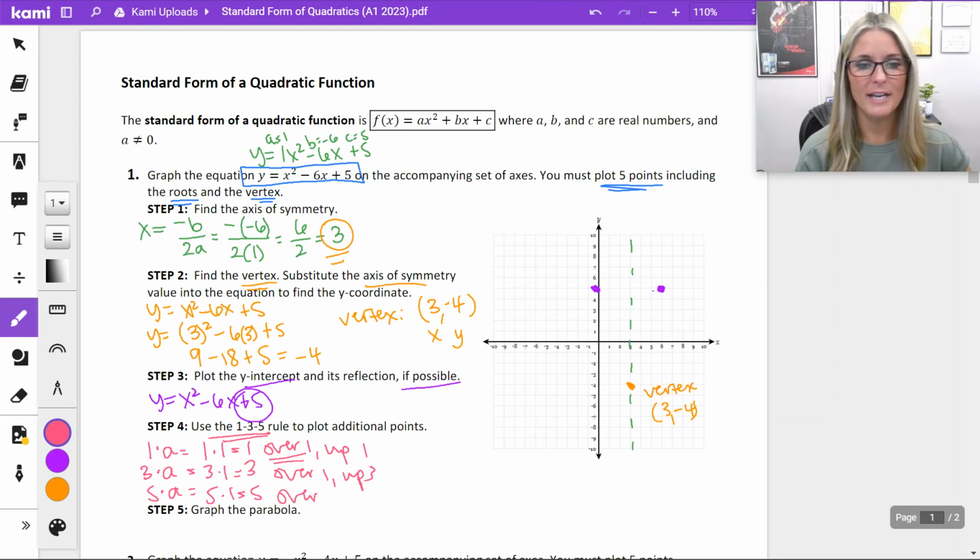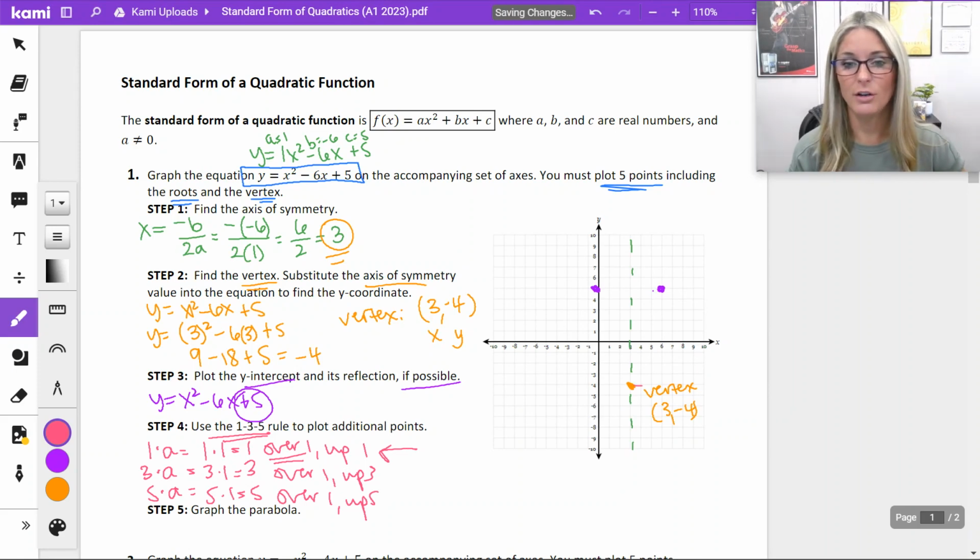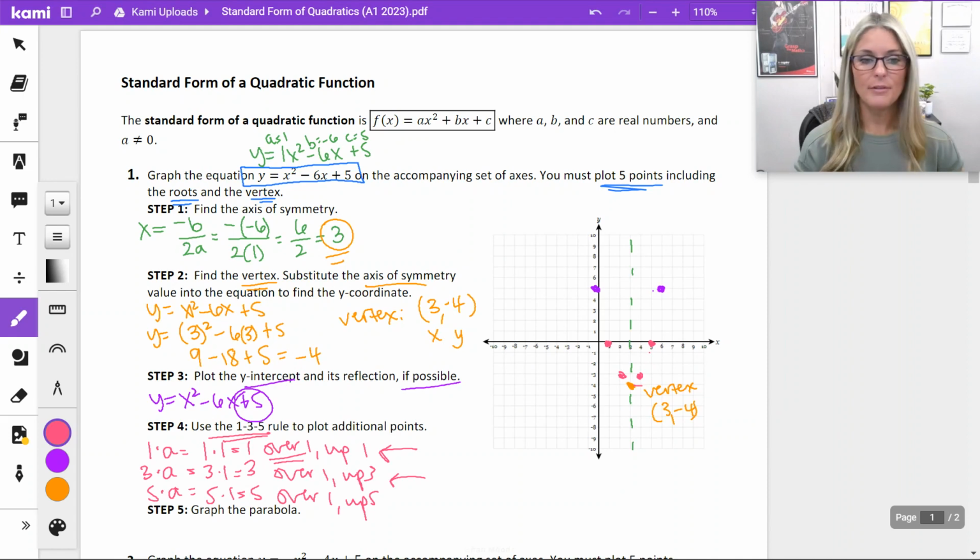And over 1 up 5 should give us kind of our shape of our parabola. So this is a very simple, basic shape here. So let's start with over 1 up 1 from our vertex, over 1 up 1, and you can do that from either side because it is symmetric. And then over 1 up 3 from there, over 1 up 1, 2, 3, hitting right on that axis. And I'm also reflecting there. So looks like we've got a very good shape.